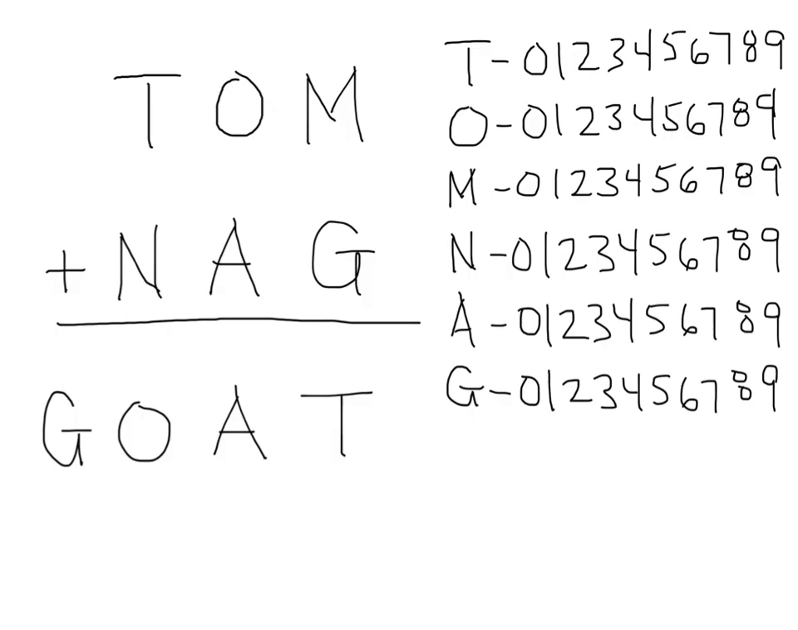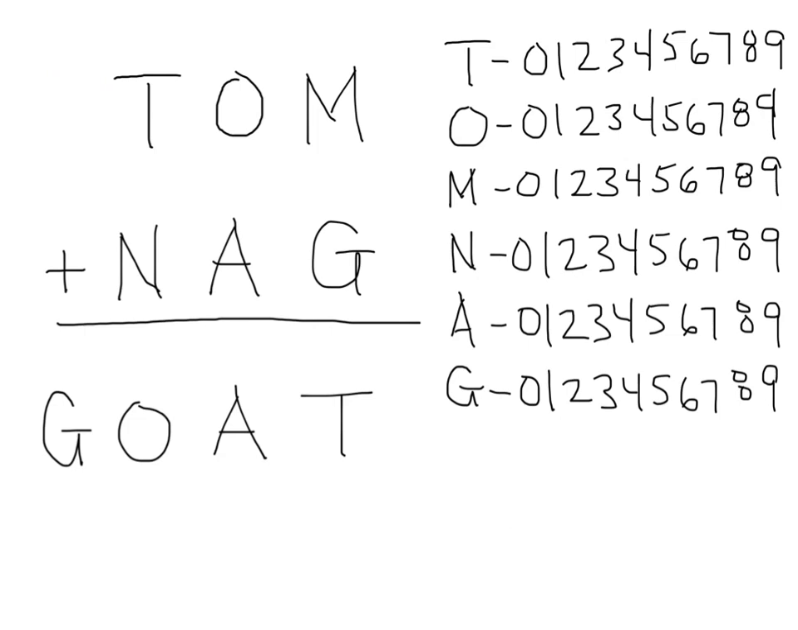Apologize for my sloppy handwriting, but this is what the problem looks like. We're trying to add up Tom plus nag to equal goat. And if you can see over on the right-hand side, each letter has a different possibility for which number it could be. For instance, T, it could be 0, 1, 2, 3, 4, 5, 6, 7, 8, or 9. Notice that T cannot be 10 or 25. Each letter can only be one digit, 0 through 9.